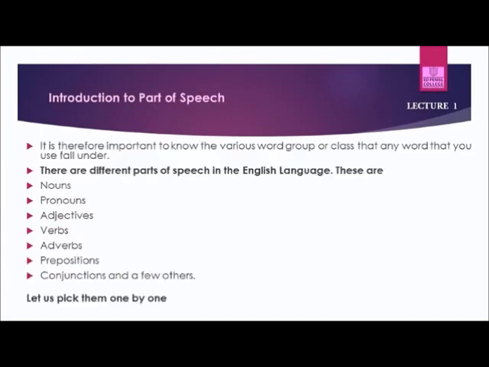Now we should know that there are different parts of speech in the English language. Some of these are nouns, pronouns, adjectives, verbs, adverbs, prepositions, conjunctions, and a few others. But we'll begin with nouns. We'll look at what nouns are.